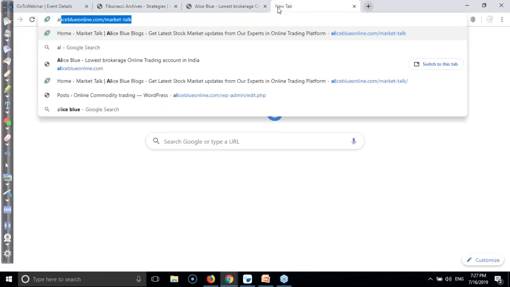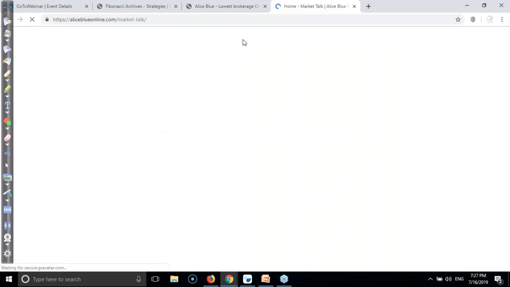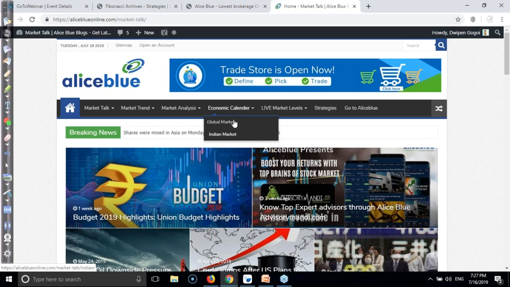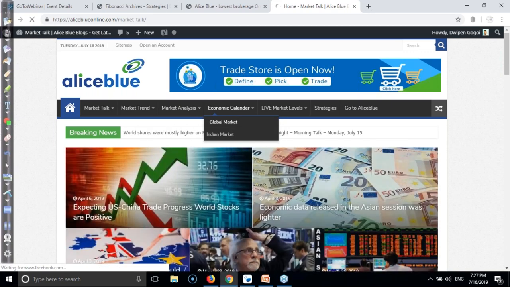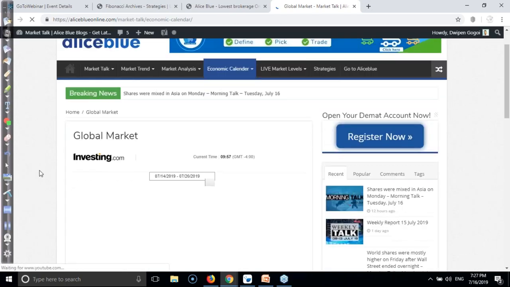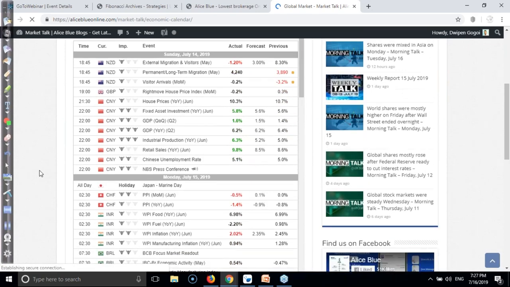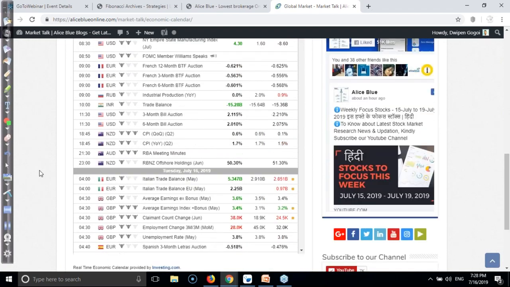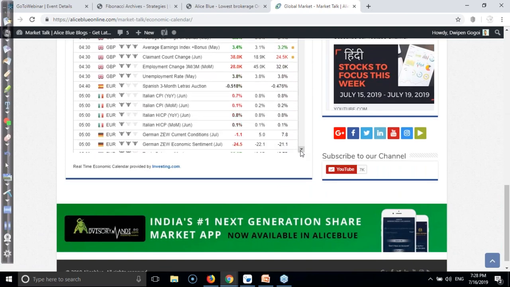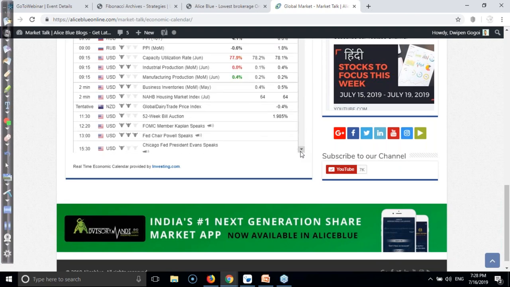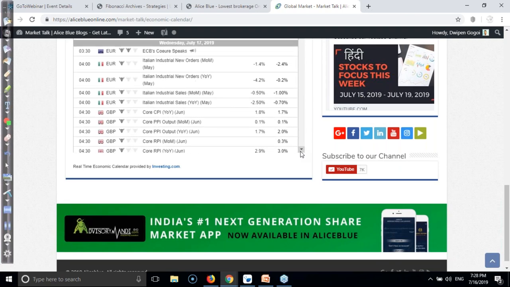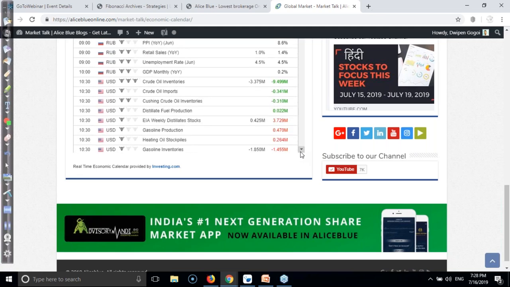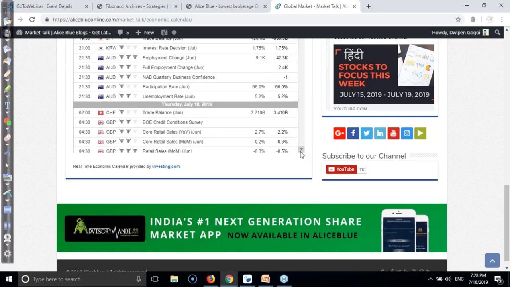You just visit Aliceblue and Morning Market Talk, and here the economic calendar will be available. Here are two options. One is Indian market and another is global market. If you want to go for global market, you will find international events, and for Indian, you will go through Indian market. So here you will find, today is Monday, okay, today Tuesday 16, and you just scroll here, crude oil inventory, you'll find here. Every news, also Wednesday and Thursday, we need Thursday, right? So crude oil, everything crude oil result you'll find here, but inventory is on Thursday, right?